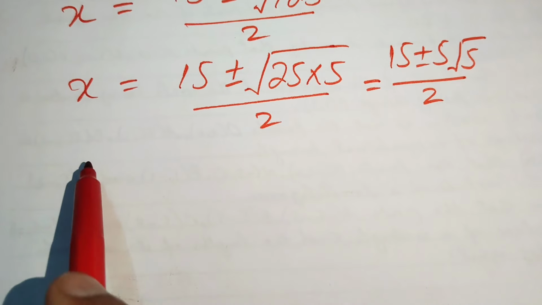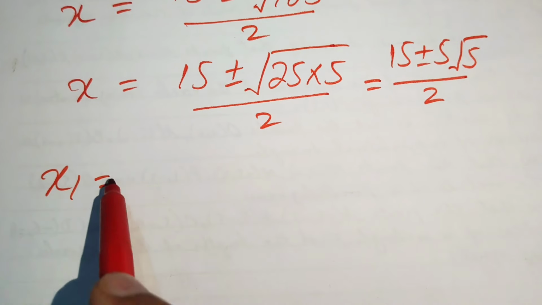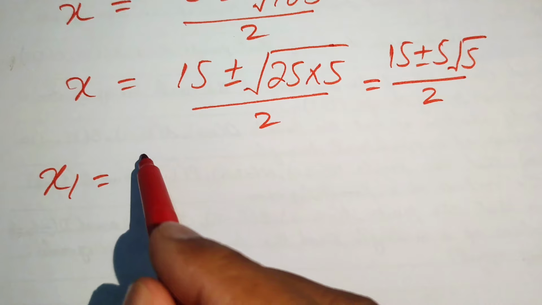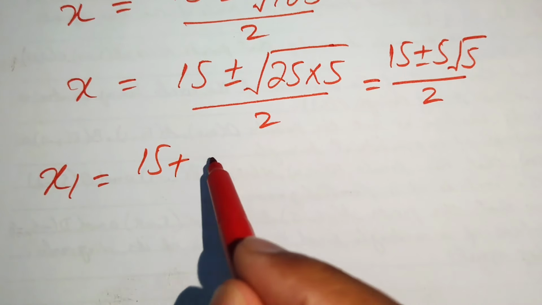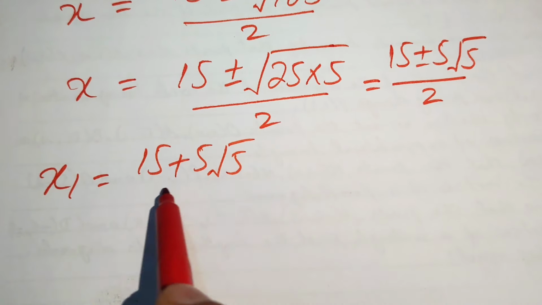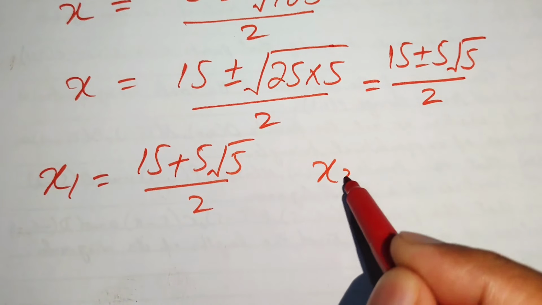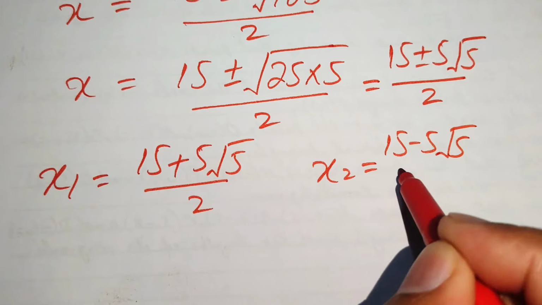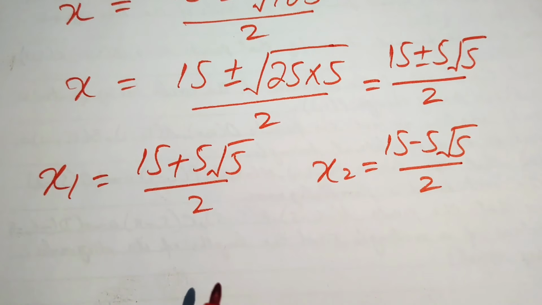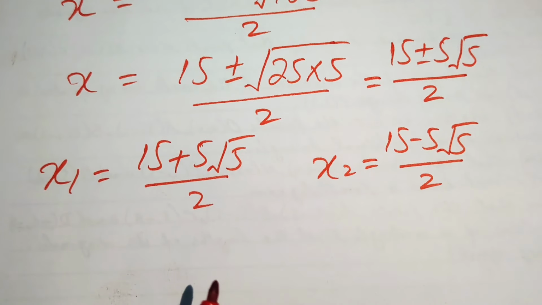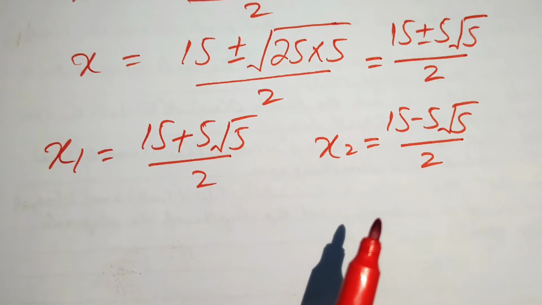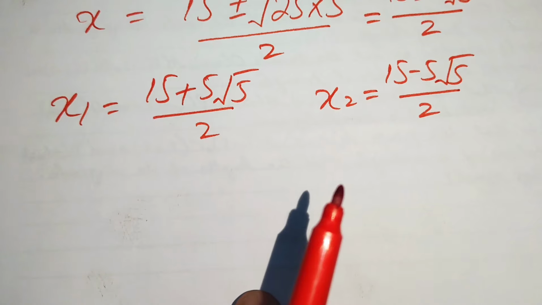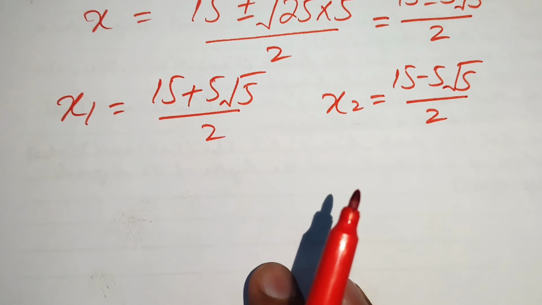So here we have the two roots of the given equation, the two values of x. First we write the positive value and denote it by x1. It is 15 plus 5 times the square root of 5, over 2, and the second value is x2. It is 15 minus 5 times the square root of 5, divided by 2. So we have the two values of x, x1 and x2, and now we need to find the corresponding values of y. Here we need equation number 5.